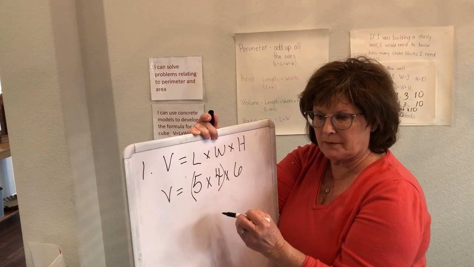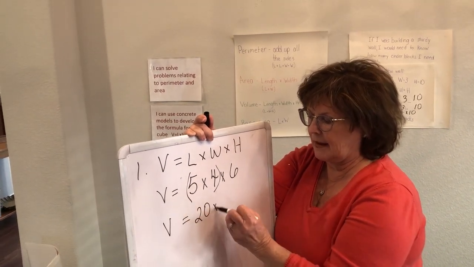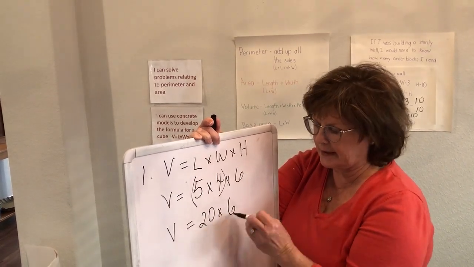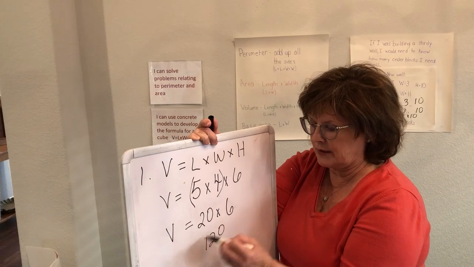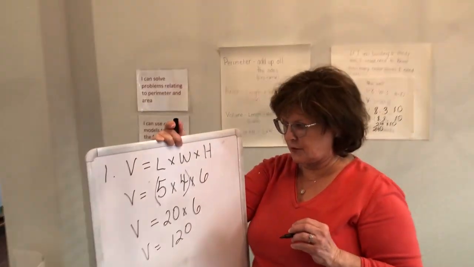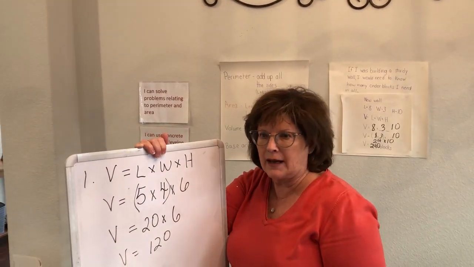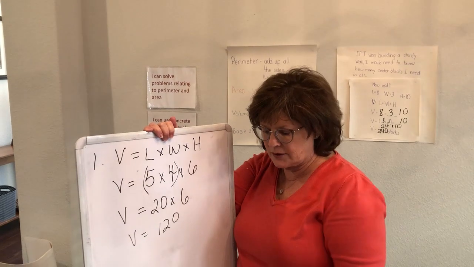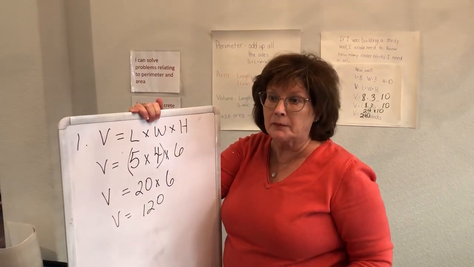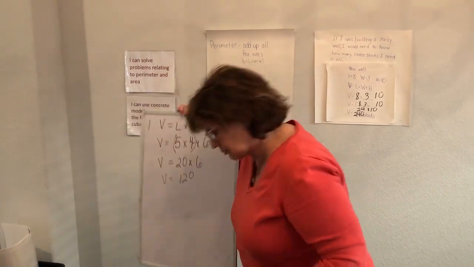5 times 4, Micah, 20. Very good. And 20 times 6, Josephina, 20 times 6, 120. Very good. The volume is 120. Very good. Okay? Okay, I would like for the rest of you to do numbers 2 and 3 by yourselves and give me a thumbs up when you have them finished.